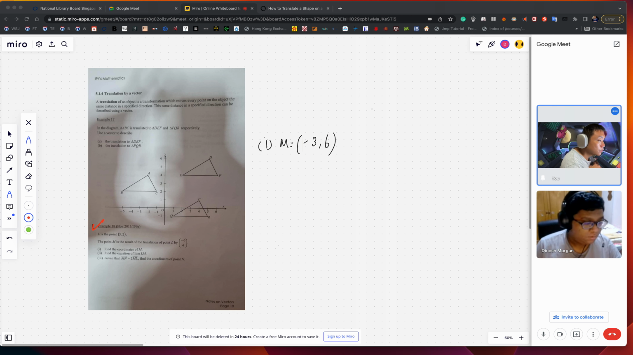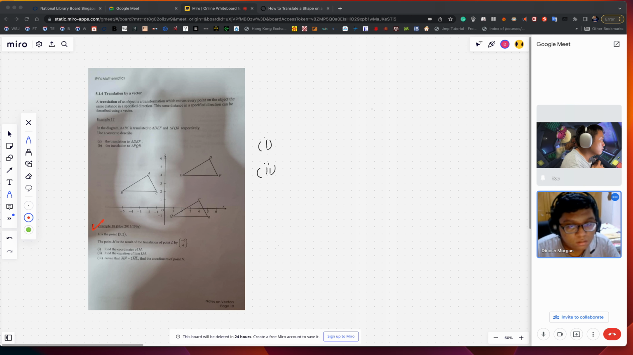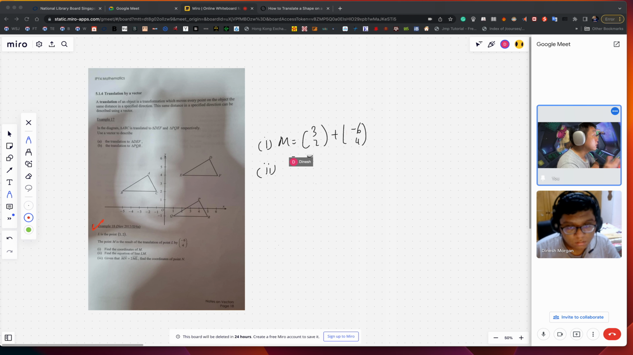Should I draw this out? Which one? This M equals to L, negative M, 3. But the point is the result of the translation of point L by... No, find the coordinate. If it's a 2-mark question, you need to show how you get it. If it's a 1-mark question, just give the answer. So it really depends. But generally, it's a good practice to just write down your working.